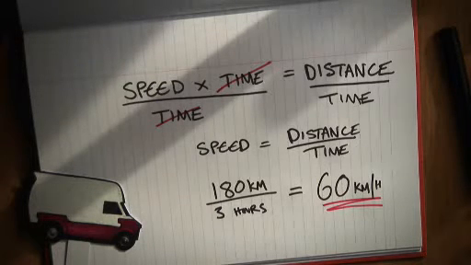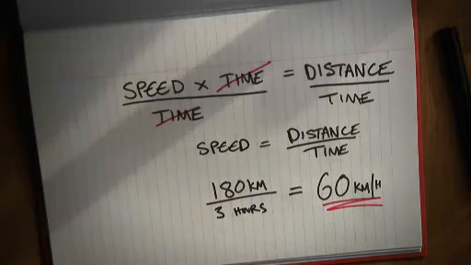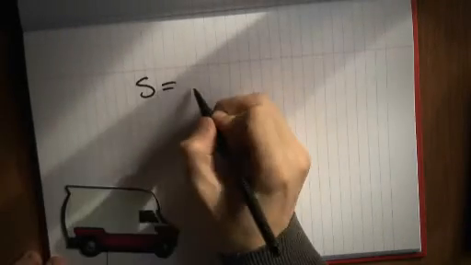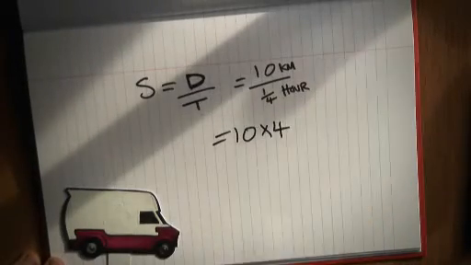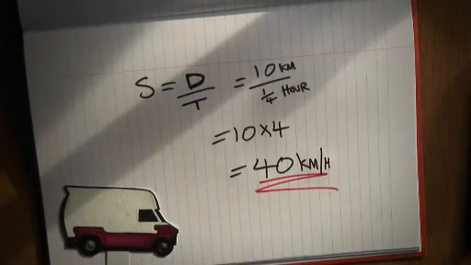So what about if I was just driving into town, which is, say, 10 kilometres away, but it only takes a quarter of an hour? Well, you do exactly the same thing. It's 10 kilometres divided by a quarter, which is the same as multiplying by 4, so you get 40 kilometres per hour. We can use other units to measure speeds.